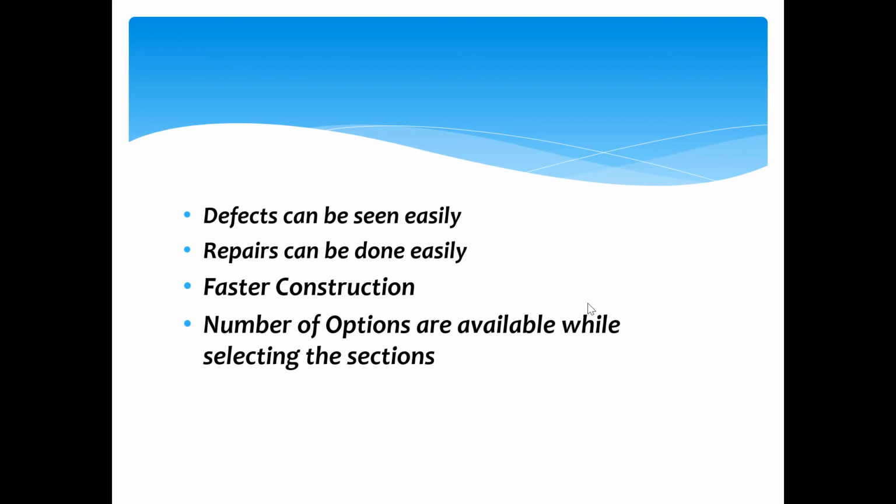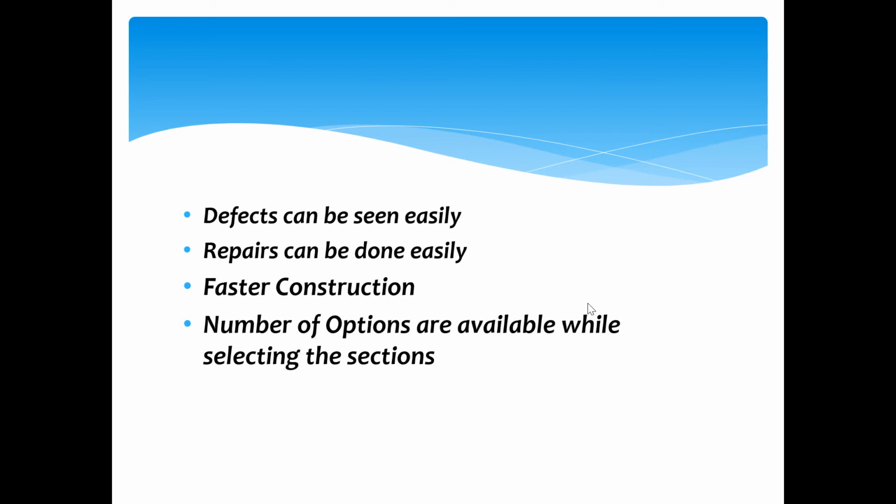Then this point, faster construction, we have already discussed. You see, concrete takes 28 days, steel does not take 28 days to get hardened. That is one factor for faster construction. Then again, constructing the formwork is a time consuming work, okay. So in case of steel, there is no question of formwork, so in that case the time is saved, okay.